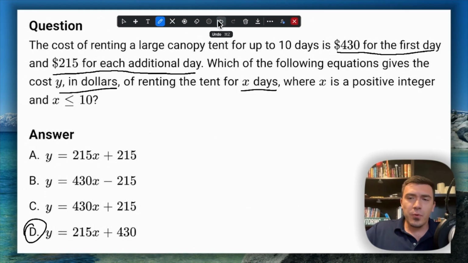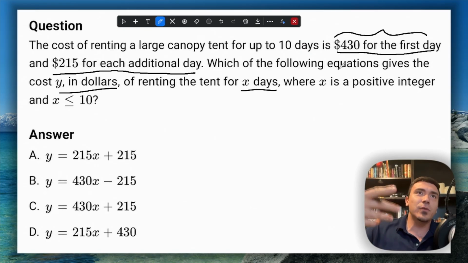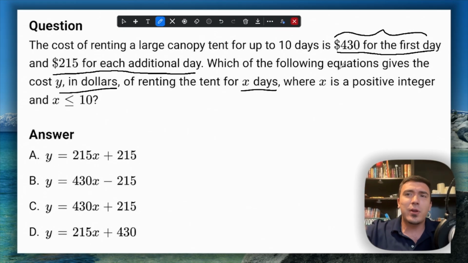But that's wrong, and here's why. They have some trap language in here, and what that trap language is right over here, $430 for the first day. So when students read first day, they're like, oh, that's the starting point, and the starting point is my y-intercept, which is my B value, but that's not true, because if it's the first day, then the amount of days equals 1. And X is the amount of days, so this would be 1, comma, 430.